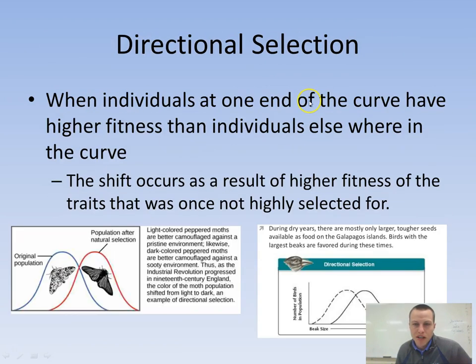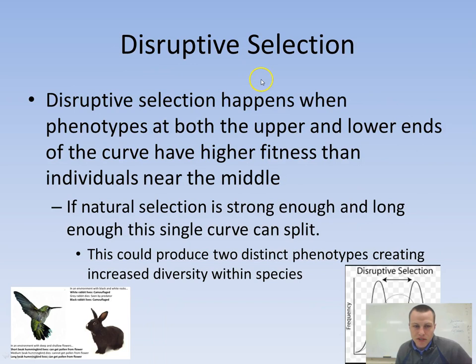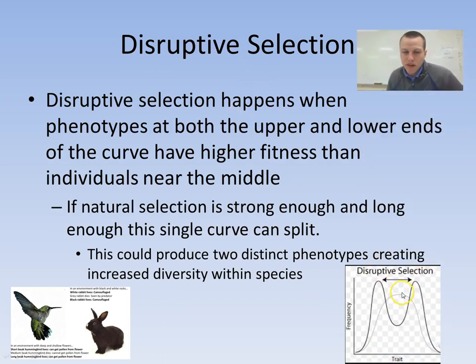So we talked about directional selection, favoring one end of the spectrum, stabilizing selection that favored just the middle phenotypes, and disruptive selection that favored both ends of the bell-shaped curve to produce two distinct organisms that create more diversity within that population.